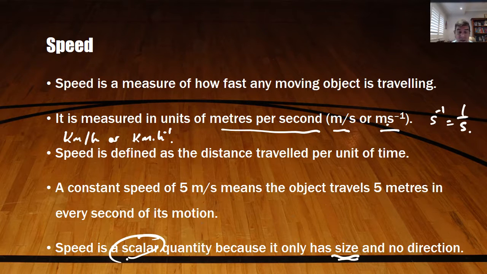Speed is defined as the distance traveled per unit of time. So we can describe speed as how far something is going in a certain unit of time. To demonstrate that, a constant speed of 5 meters per second means that every second of that object's motion, it is traveling 5 meters. 5 meters in 1 second, 10 meters in 2 seconds, and so on.